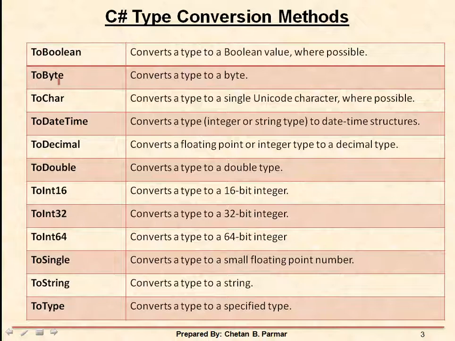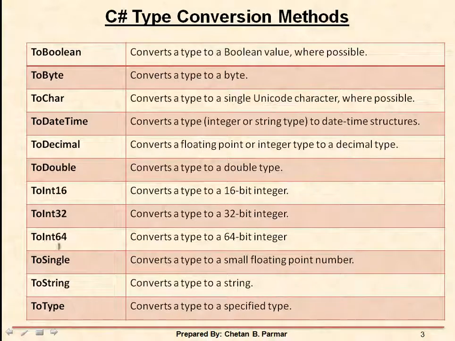ToByte will convert a type to a byte type variable. ToChar will convert a type to a single Unicode character where possible. ToDateTime will convert a type, an integer or string type, to a DateTime structure. ToDecimal will convert a floating point or integral type to a decimal type. ToDouble will convert a type to a double type. ToInt16 will convert a type to a 16-bit integer. ToInt32 is again just a bit different, a 32-bit int.